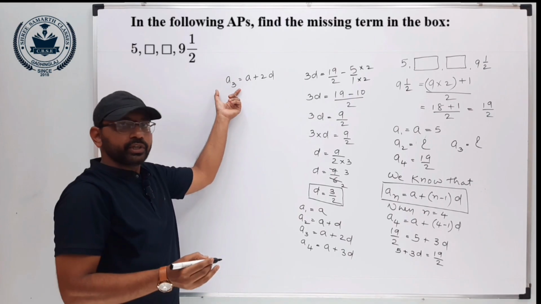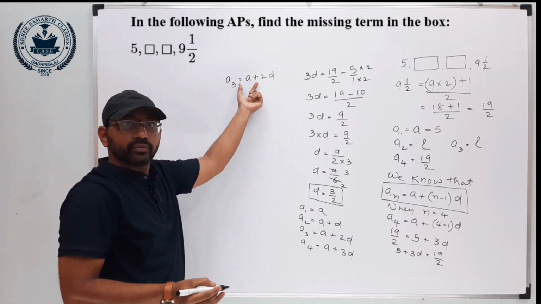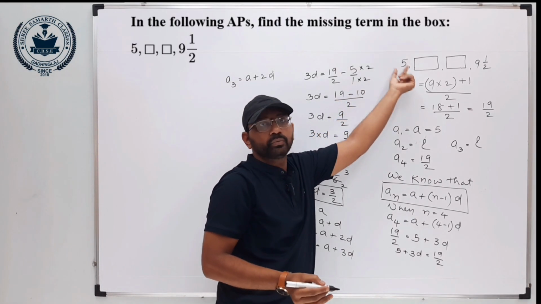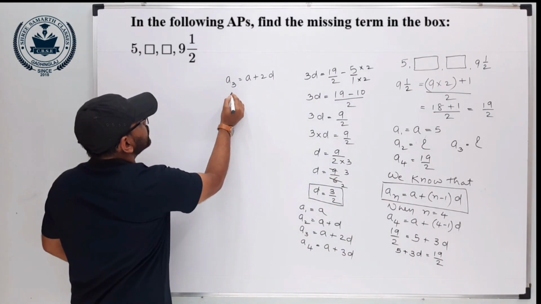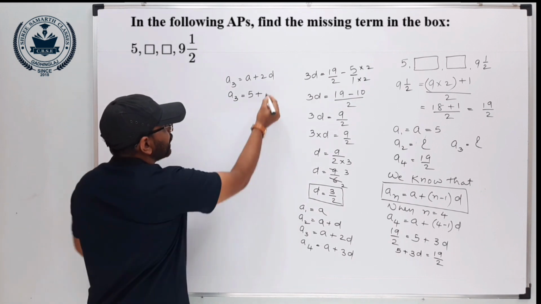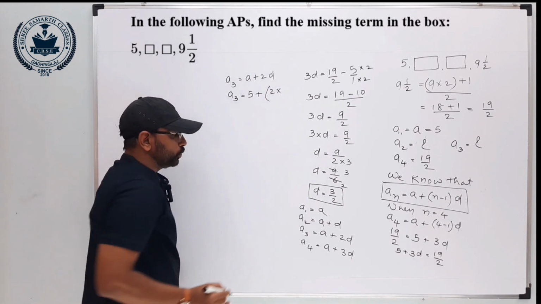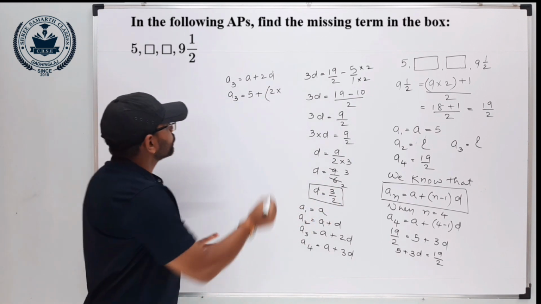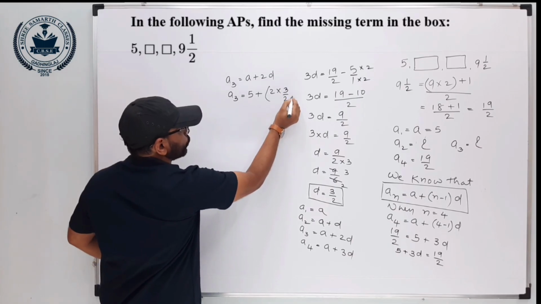Do we know the value of a3? No, we have to find out. But do we have the value of a? How much is it? The first term is given to you, 5. So I will mention a3 is equal to 5 plus 2 into, do we have the value of d? Yes, 3 upon 2. Substitute 3 upon 2.